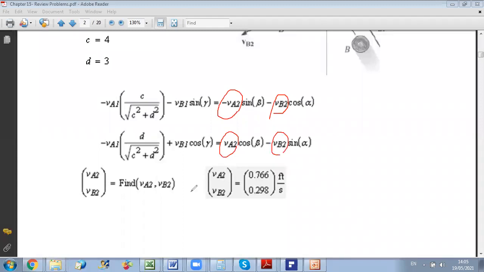Now I want to add an extra question for you. We have now found VA2 and VB2. If I ask you to conclude the direction of the line of impact, how can I find the line of impact?